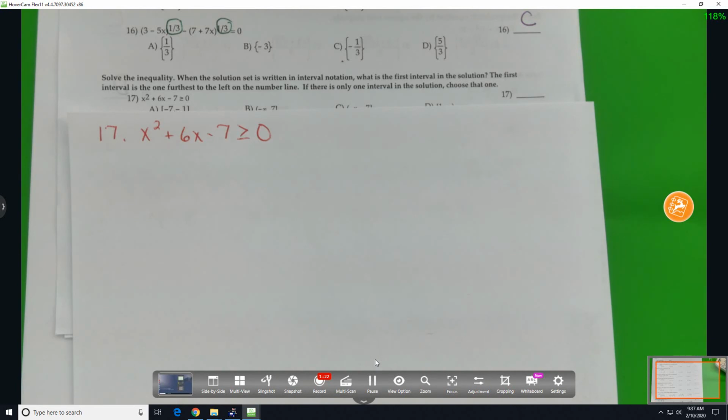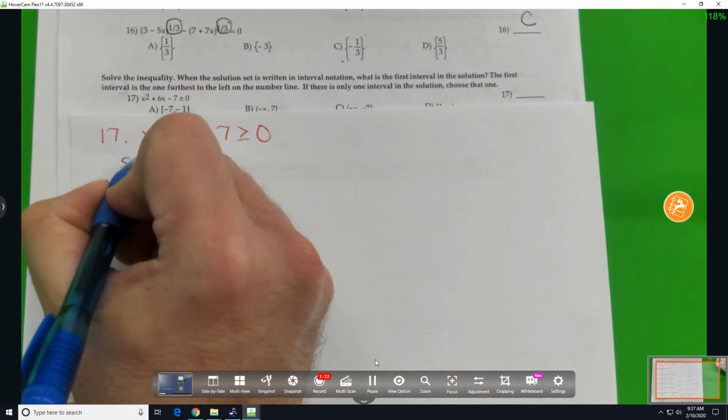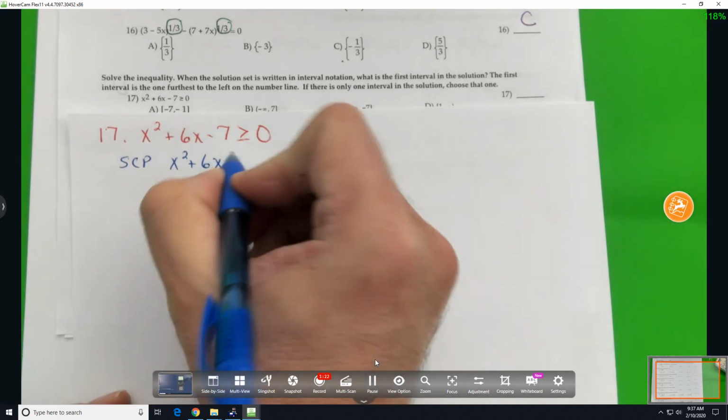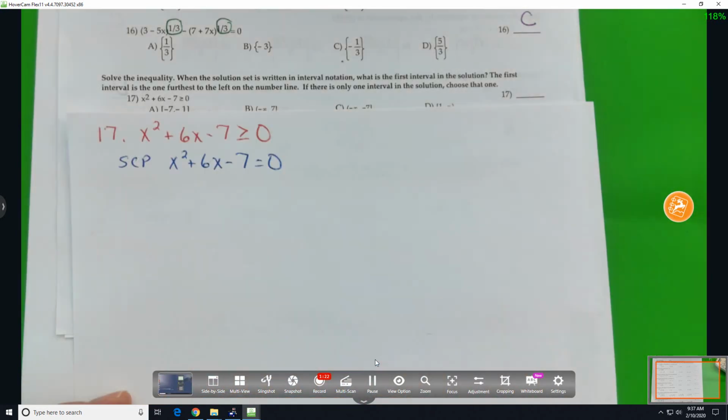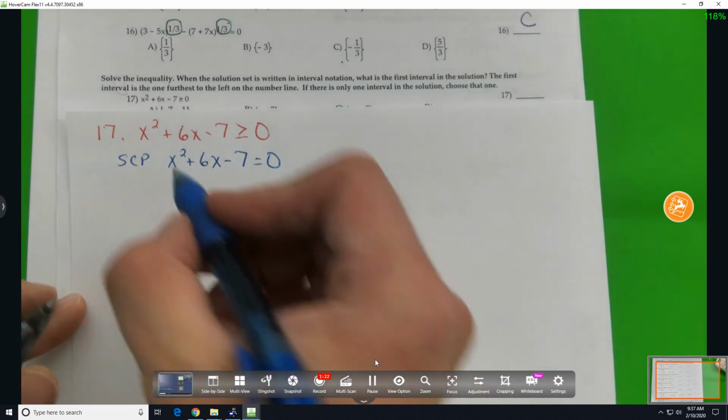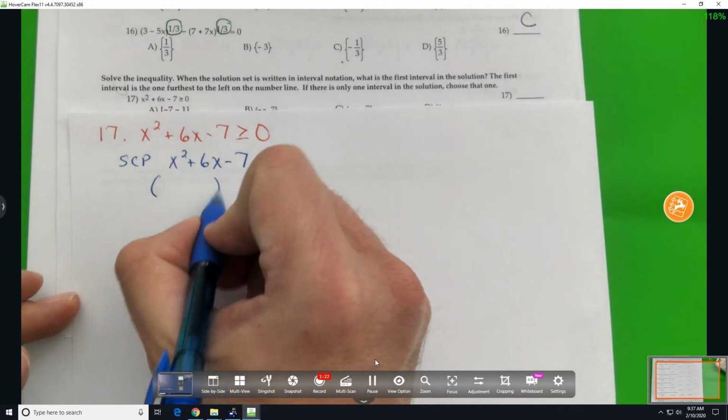I don't think I have any more of the little hints. I printed it out. It's also under document sharing. But for solution cut points, I put an equal sign. And that's a quadratic equation. So factor or use the quadratic formula. I'll always factor.